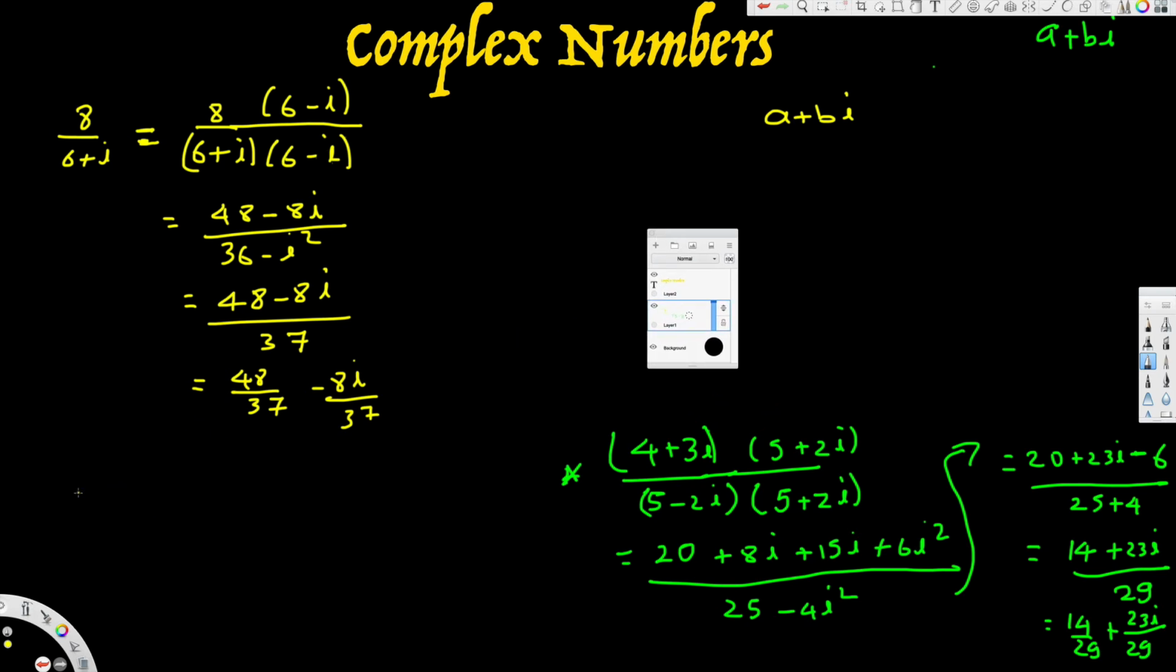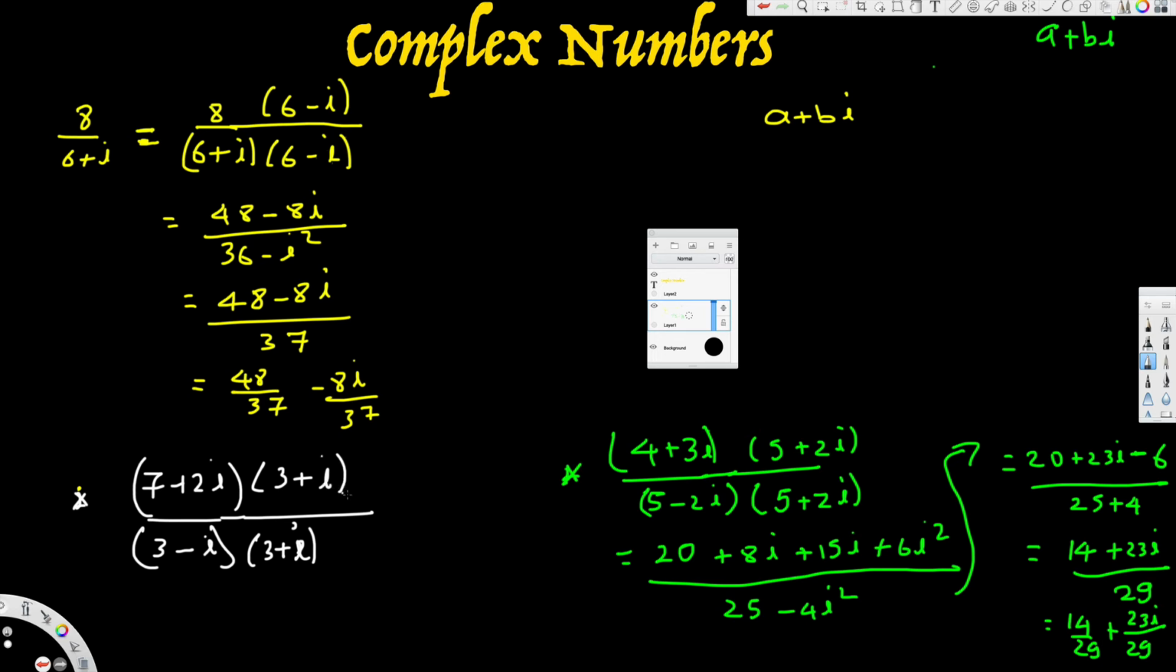Let's say we have a question like 7 plus 2i divided by 3 minus i. Again, whenever we see a question like this, we can just multiply by the conjugate. For the bottom part, 3 plus i is the conjugate of that, and if we do it for the denominator, we have to do it for the numerator as well. So this is going to be 3 plus i in the numerator as well.